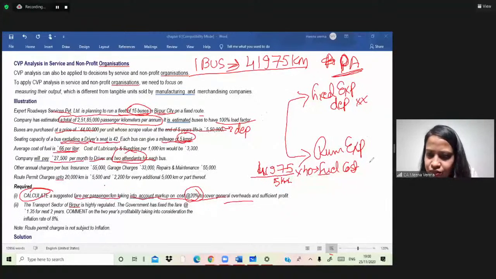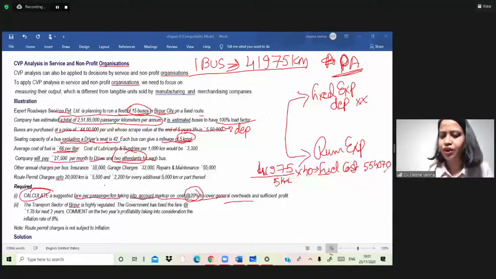This value is 554,070. Okay, this is the fuel cost which we have here. Now let us read it further.